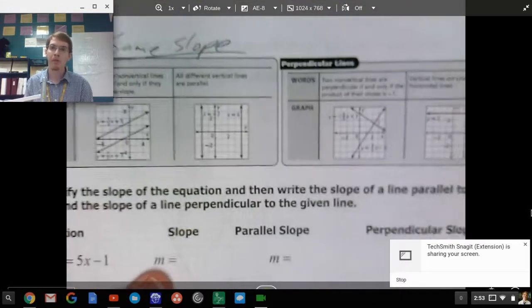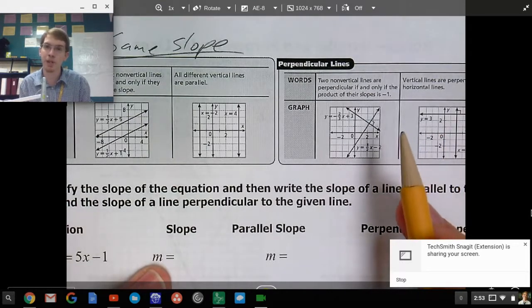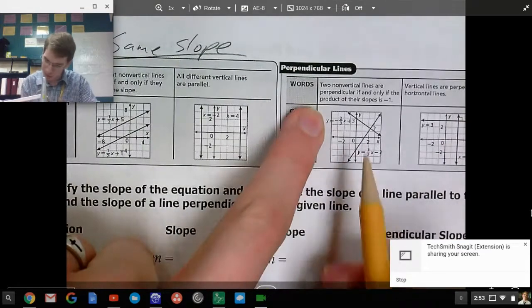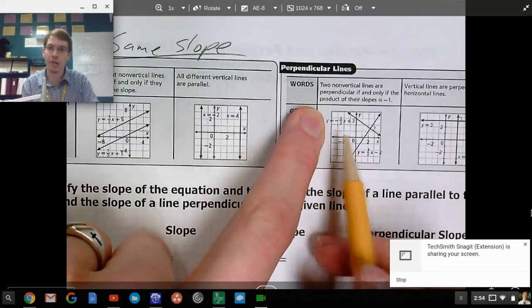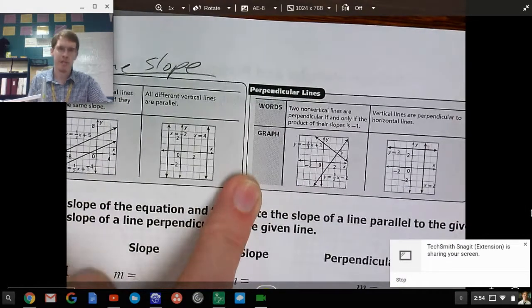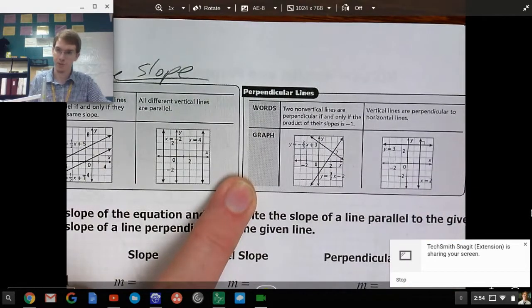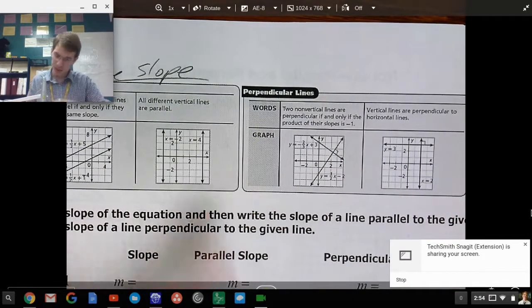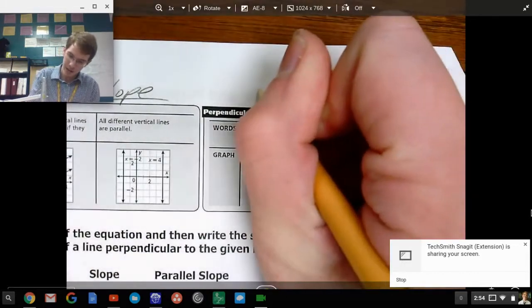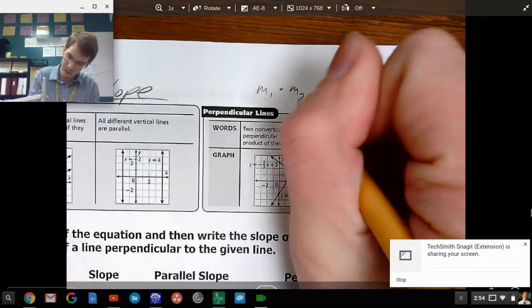Okay, perpendicular lines. Two non-vertical lines are perpendicular if and only if the product of their slopes is -1. Say -2/3 and +3/2. If you multiply them, they give -1. Or vertical and horizontal lines are always perpendicular, they have a nice 90-degree angle there. So for perpendicular, you can think of it as slope 1 times slope 2 is -1.